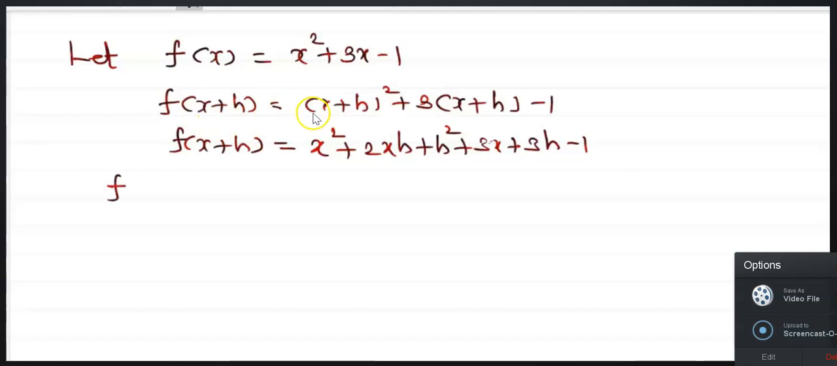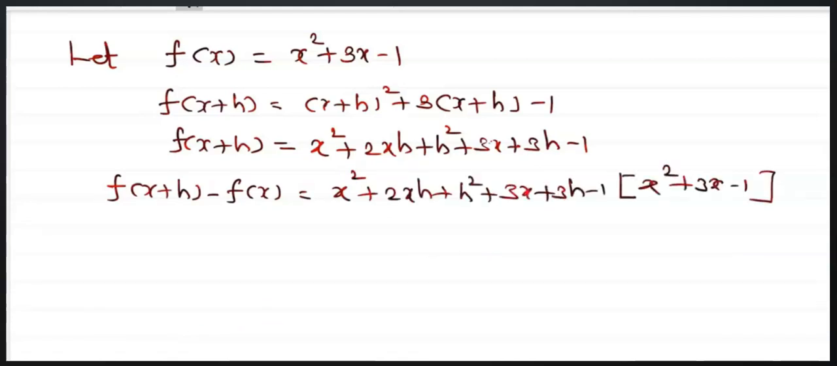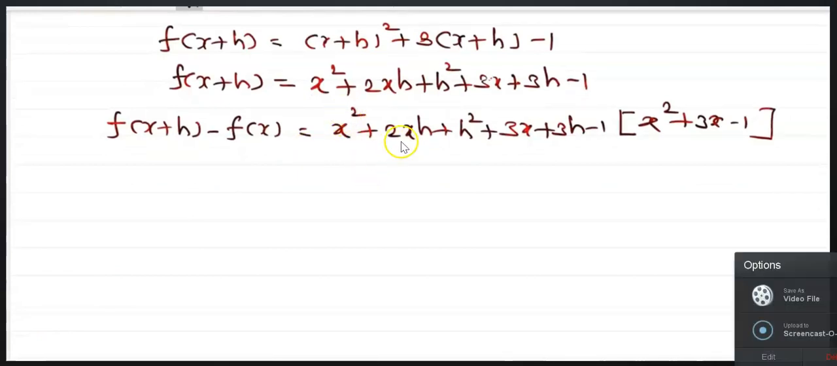f of x plus h is equals to (x plus h) square plus 3 times (x plus h) minus 1. Therefore, x square plus 2xh plus h square plus 3x plus 3h minus 1. Therefore, after simplification, f of x plus h minus f of x is equals to, we will simplify here, x square plus 2xh plus h square plus 3x plus 3h minus 1 minus (x square plus 3x minus 1).